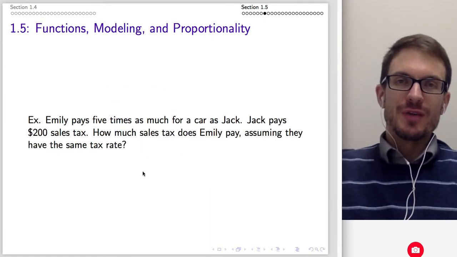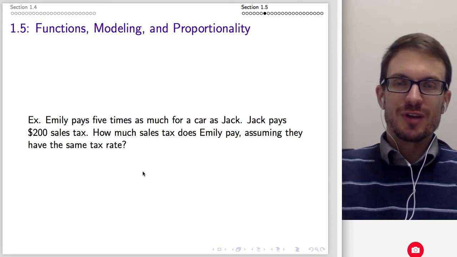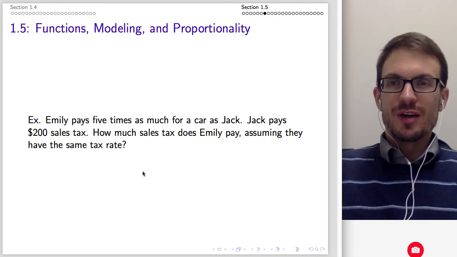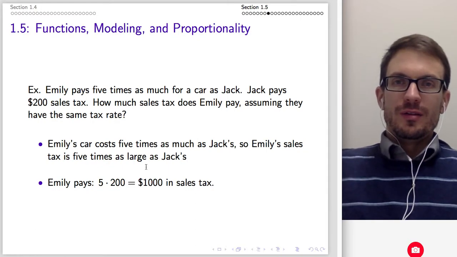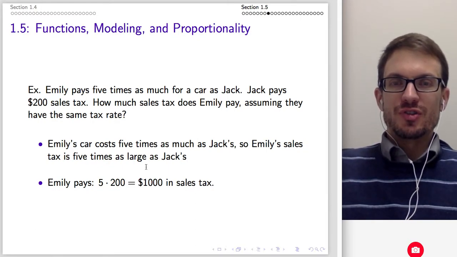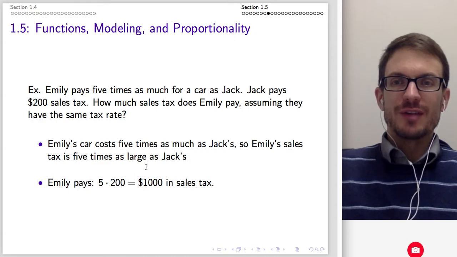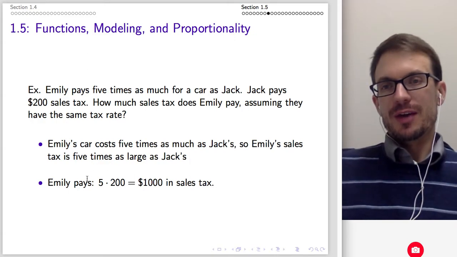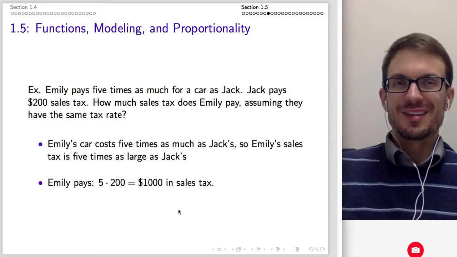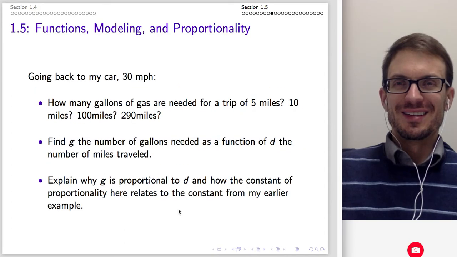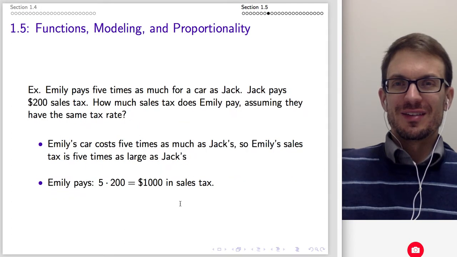Here's an example. Suppose we have Emily and Jack. Emily pays 5 times as much for a car as Jack. Jack pays $200 sales tax. How much tax does Emily pay, assuming they have the same tax rate? Well, Emily's car cost 5 times as much as Jack's, so Emily's sales tax is 5 times as large as Jack's. Emily pays 5 times $200, or $1,000 in sales tax. What does Jack pay? Stop the video. Oh, just kidding. I told you Jack pays $200.